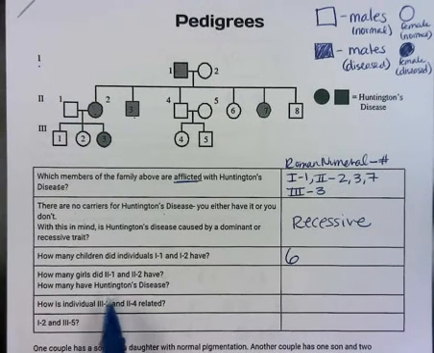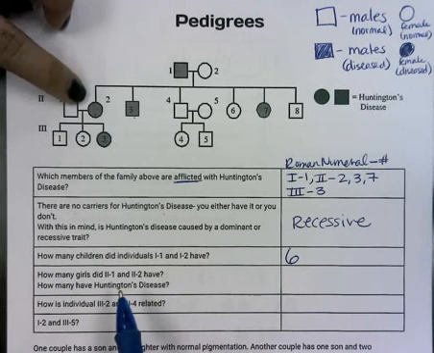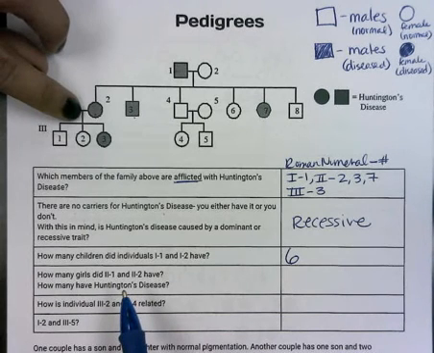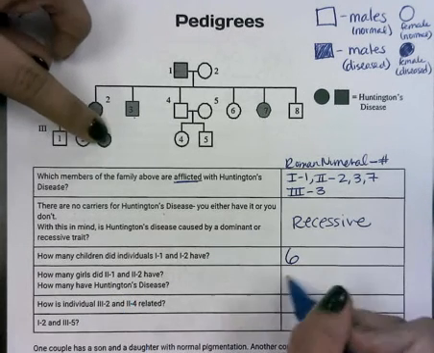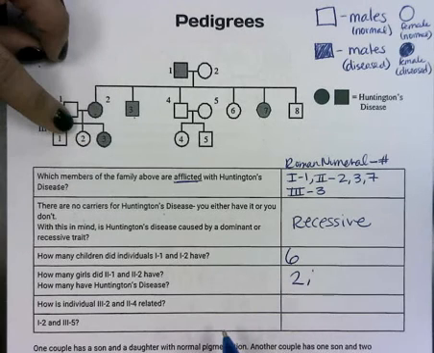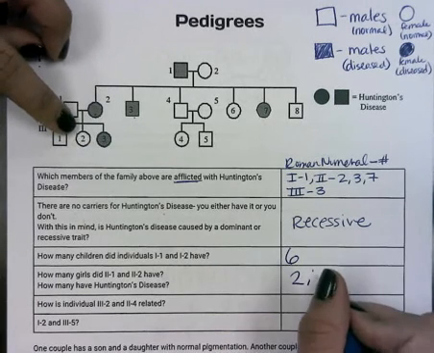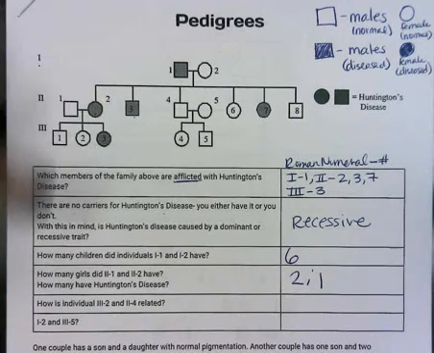Okay, how many girls did 2-1 and 2-2 have? 2-1 and 2-2, and it wants to know how many girls. Girls, again, are circles. So 1, 2. And how many have Huntington's disease? So how many are shaded in? In this case, 1.